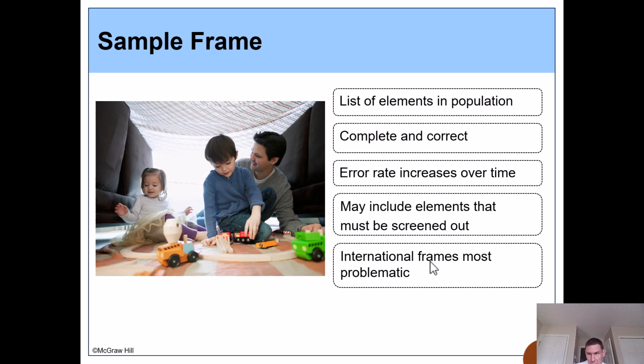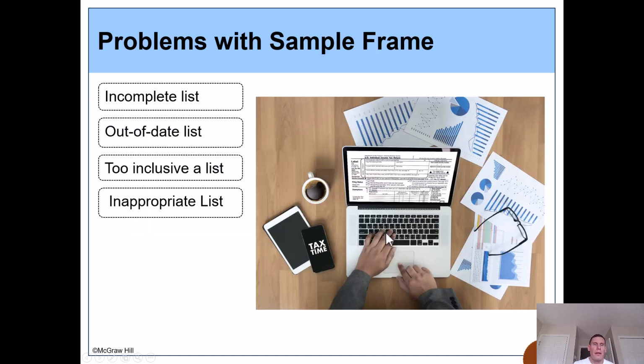So for the sample frame, we're going to list the elements in the population, like what do we want them to have? Are they complete and correct? The error rate does increase over time, so we have to be mindful of that when we're doing our sample. We may include elements that must be screened out, so we may have to remove certain things. International frames are most problematic because when you go from one country to a different country, there are a lot of different things that come up.